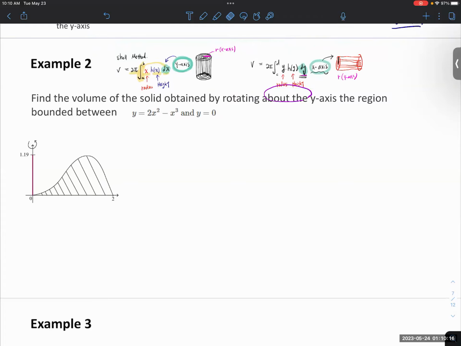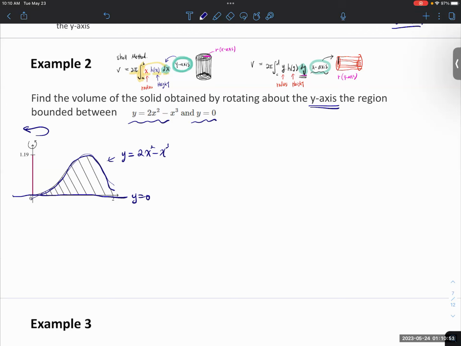So this is our shell method formula. All right, so find the volume of the solid obtained by rotating about the y-axis. And then this region is between those two functions. So let's think about it. What is going on? This function is y equal to 2x squared minus x cubed. And y equal to 0 is literally the x-axis. So they're going to rotate this function around the y-axis.